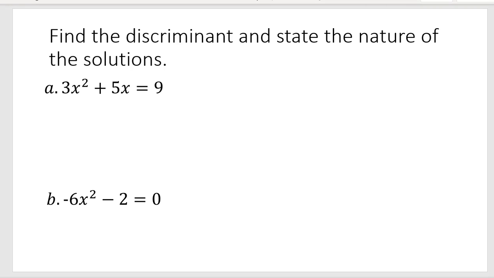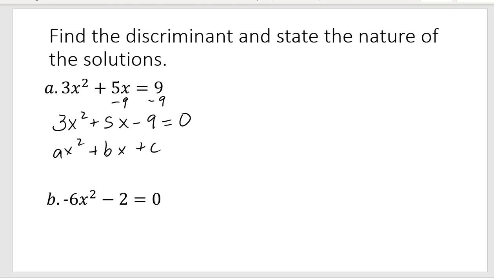The next problem asks us to find the discriminant and state the nature of the solutions. Before we start these, we have to make sure that we are equal to 0. So if we're not equal to 0, go ahead and move that other side so that we are equal to 0 and we are in standard form, where we have ax squared plus bx plus c is equal to 0.